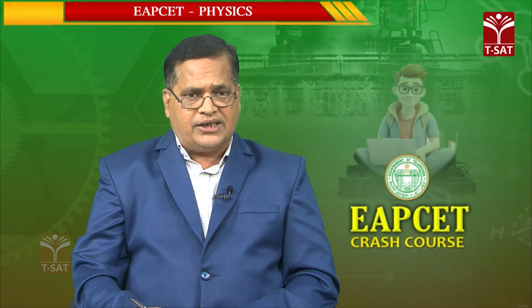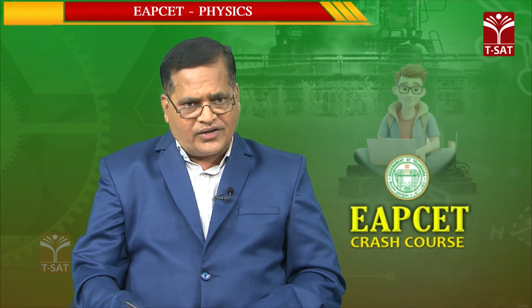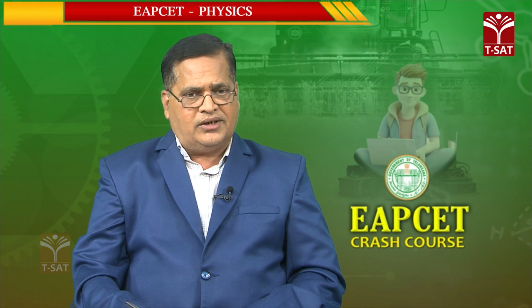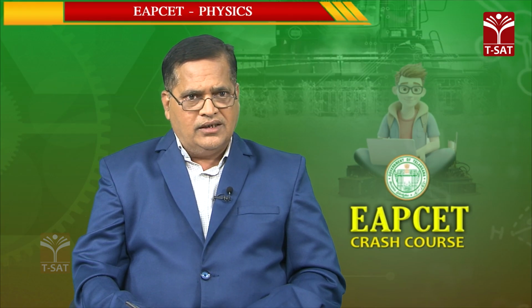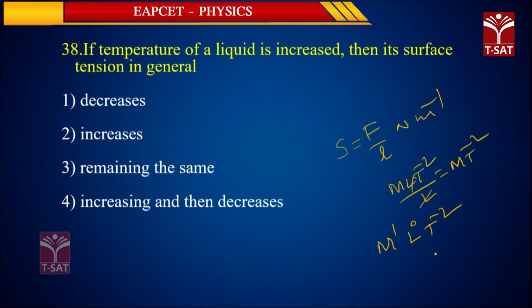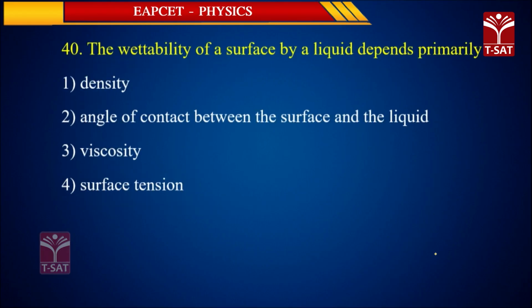Asked in the examination here, the surface tension dimension formula is equal to the dimensional formula of one physical quantity. If the 4 options are given and include force constant or spring constant, that will also be correct, remember. But here in this question, when temperature increases, the surface tension value decreases. Okay children, the wettability of a surface by a liquid depends primarily on what?